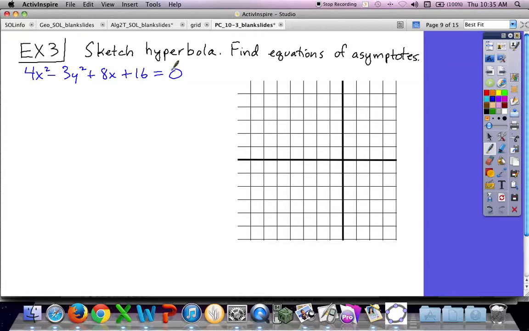Complete the square, right? So, at least we only have to do it once, because there's no y to the first terms there, so we won't have to do it for y. We just have to do it for x. Right, so that'll be 4x squared plus 8x minus 3y squared equals negative 16. Factor a 4 from both of the first two terms: 4 times x squared plus 2x.